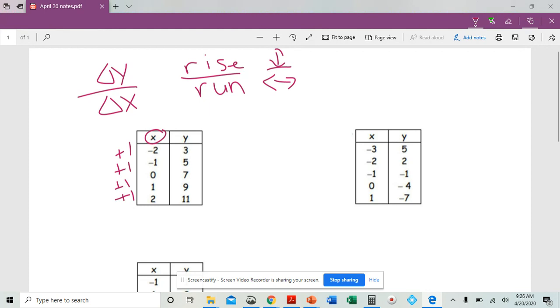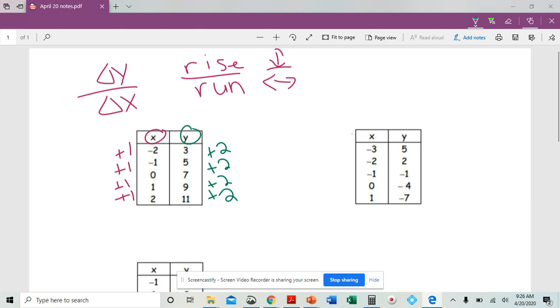Now let's look at our y column. How did we get from 3 to 5? We added 2. How did we get from 5 to 7? Well, we added 2 again. And from 7 to 9, and from 9 to 11. We added 2 to get there. So these are our y's.